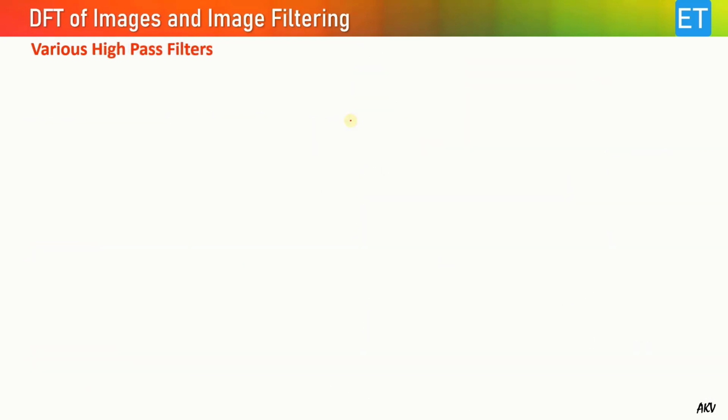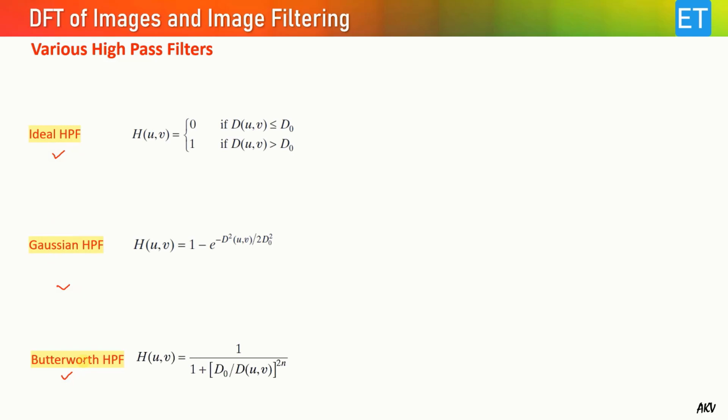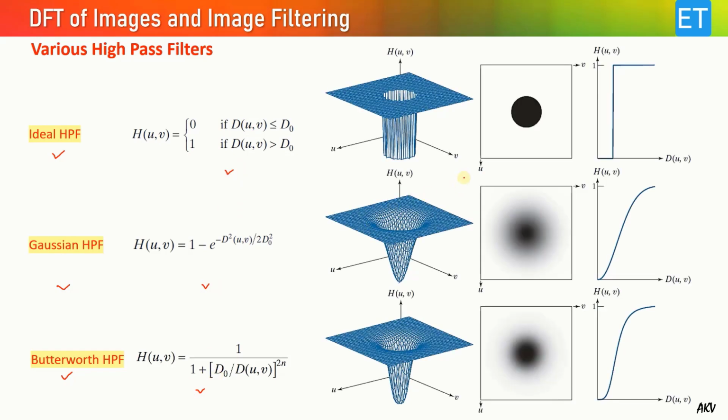Now let us see the high pass filters. Again the same categories: the ideal, Gaussian, and Butterworth high pass filter. These are their mathematical representations, and these are their pictorial views. Here you can see that the ideal high pass filter is just the inverse of the ideal low pass filter. There you got a circle of white color and a background of black color, and now here you are getting just the inverse.